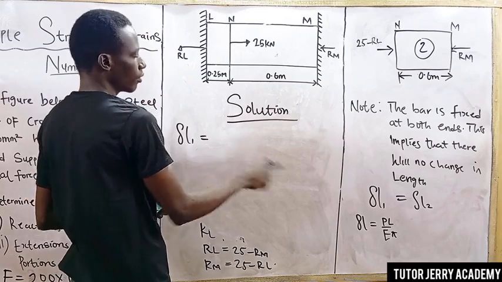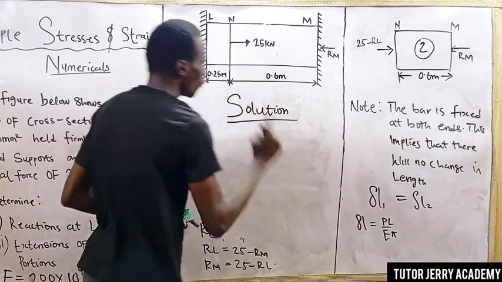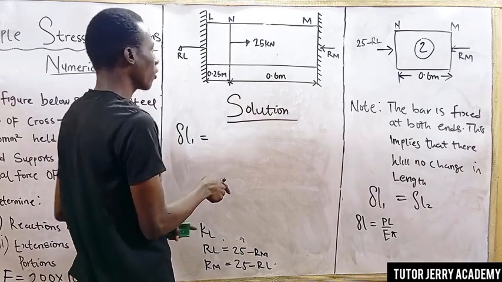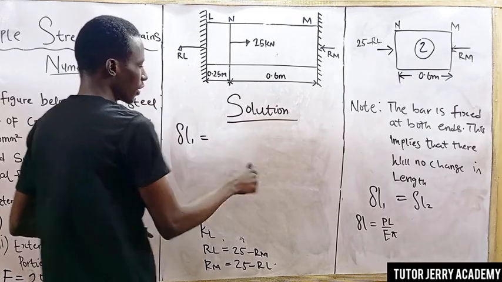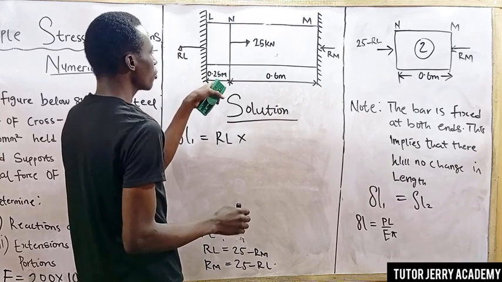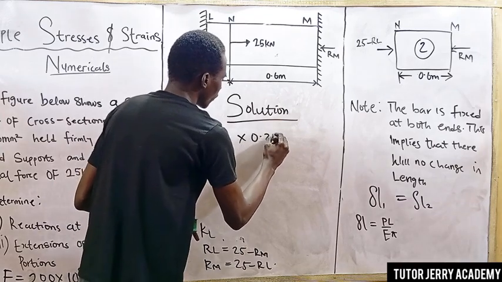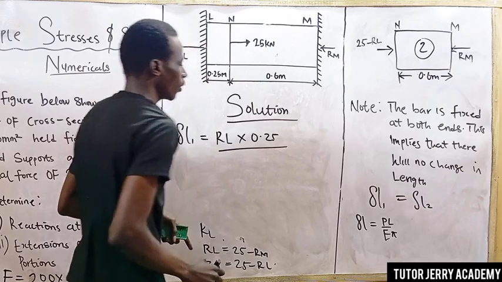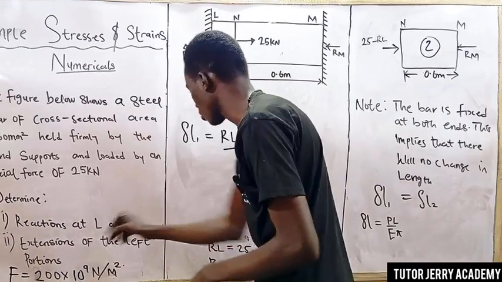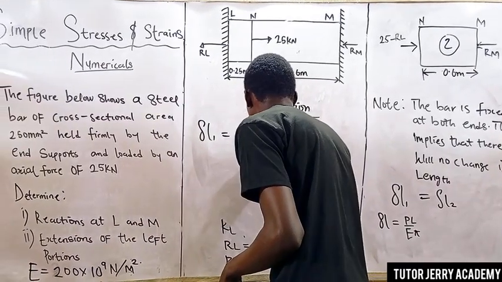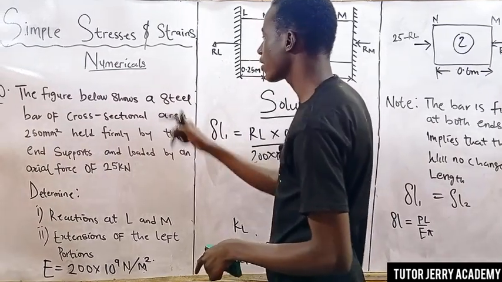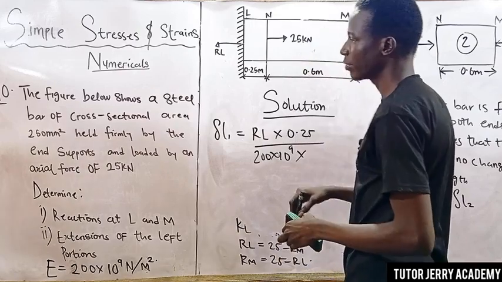Now for the magnitude of pull for the first section, of course we said is RL. I just wiped the diagram off, but the magnitude of pull for the first section is RL multiplied by its length, which is 0.25, all over E. Now we have E given in the question to be 200 times 10 to the power of 9, multiplied by our area, which is 250 millimeters square.